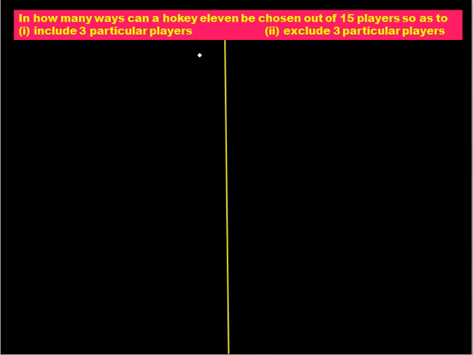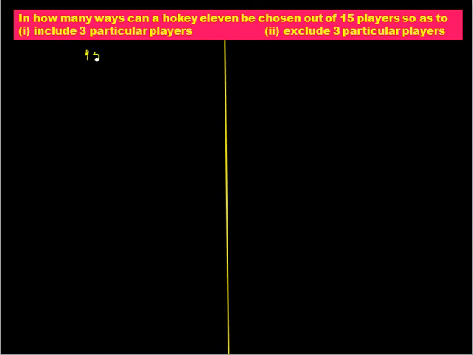Now, slightly taking a different question, it says, in how many ways can a hockey 11 be chosen out of 15 players so as to include 3 particular players or exclude 3 particular players? So, these 11 players which you have selected, in the first part, we need to ensure that 3 particular players are there in those 11. So, keeping that in mind, the selection is to be done. But in the second case, we need to ensure that out of those 11, the 3 particular players are not at all included. So let us see how it can be done.